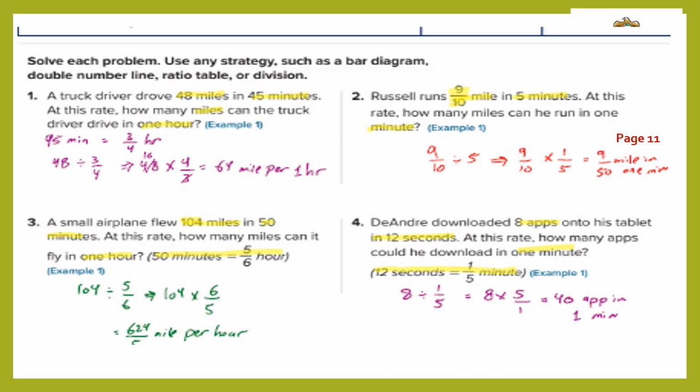So this is one method. Otherwise you can do the cross multiplication way. Cross multiplication way means 48 miles in 45 minutes, then how many miles in 60 minutes? 60 minutes means 1 hour. Then do cross multiplication and find it. Like that also you can do. That's up to you.